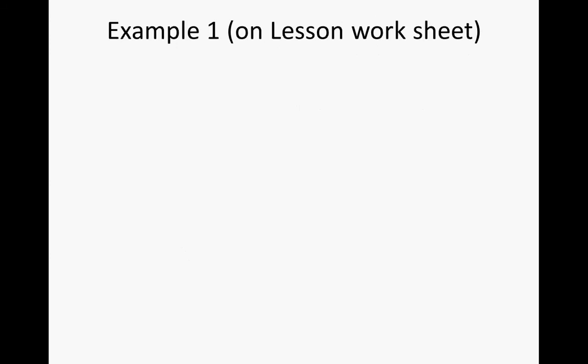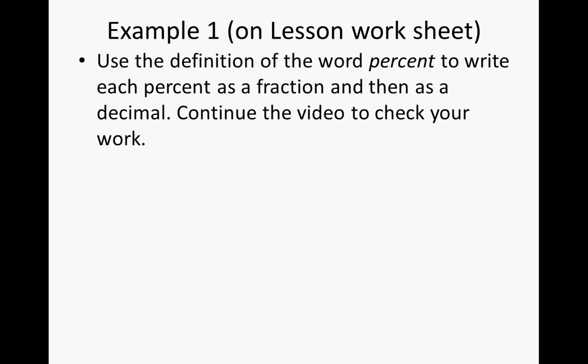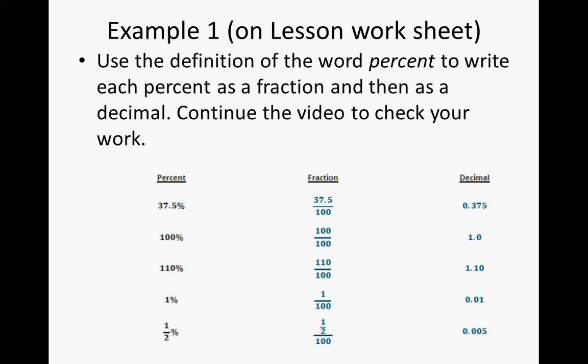So let's take a look at example 1 on your lesson worksheet. Use the definition of the word percent to write each percent as a fraction and then as a decimal. Continue the video to check your work. Alright, so you should have written, if we are writing this as a fraction, remember percent means per 100. So that tells you right there that everything is going to be written over the denominator of 100. So even though this is a decimal over a whole number, this is still considered a fraction.